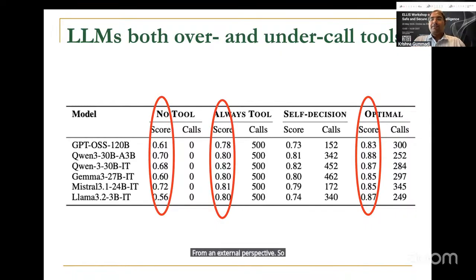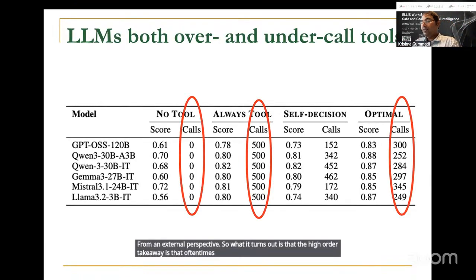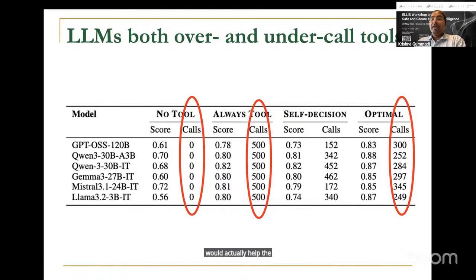So what it turns out is that the high order takeaway is that oftentimes you can actually do better by calling the tools fewer times. However, this optimal performance assumes an oracle that can precisely predict whether or not calling a tool would actually help. In practice, you cannot design this oracle.